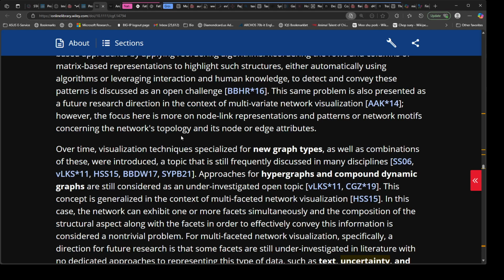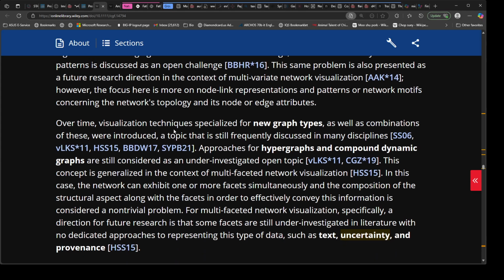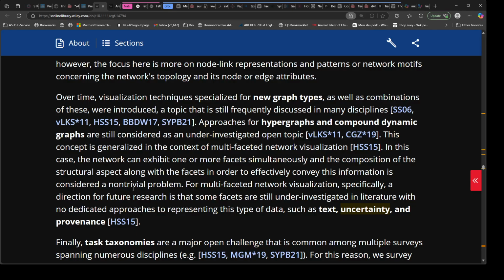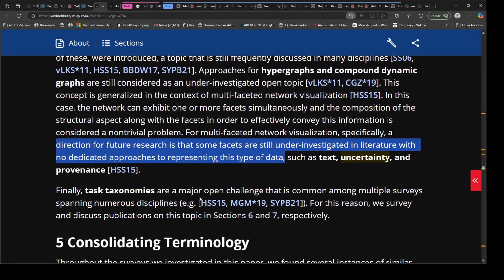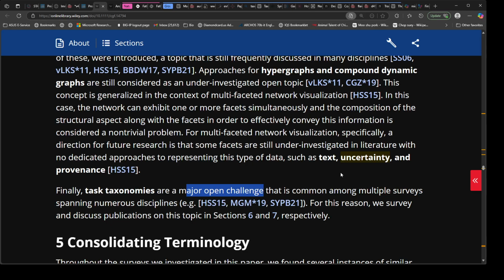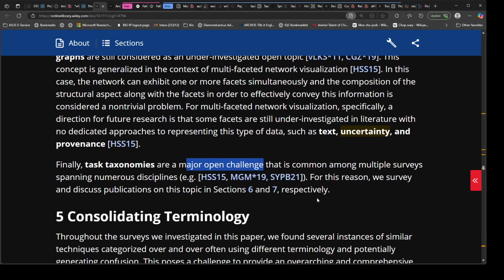For multifaceted network visualization, specifically, a direction for future research is that some facets are still under-investigated in literature with no dedicated approaches to representing this type of data, such as text, uncertainty, and provenance, HSS15. Finally, task taxonomies are a major open challenge that is common among multiple surveys spanning numerous disciplines, for example, HSS15, MGM19, CIPI21. For this reason, we survey and discuss publications on this topic in sections 6 and 7, respectively.